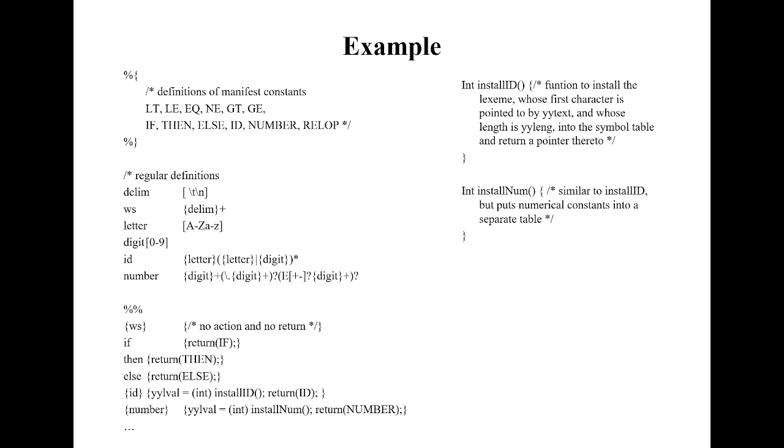Then we are having this installID function. So function to install the lexeme whose first character is pointed to by yytext and whose length is yyleng into the symbol table and return a pointer thereto. So installID, what it will do is it will store that identifier in the symbol table and the address of that first identifier will be returned. Then installNum. If it is a constant, it is similar to your installID but puts numerical constant into another separate table. So this is your LEX tool.